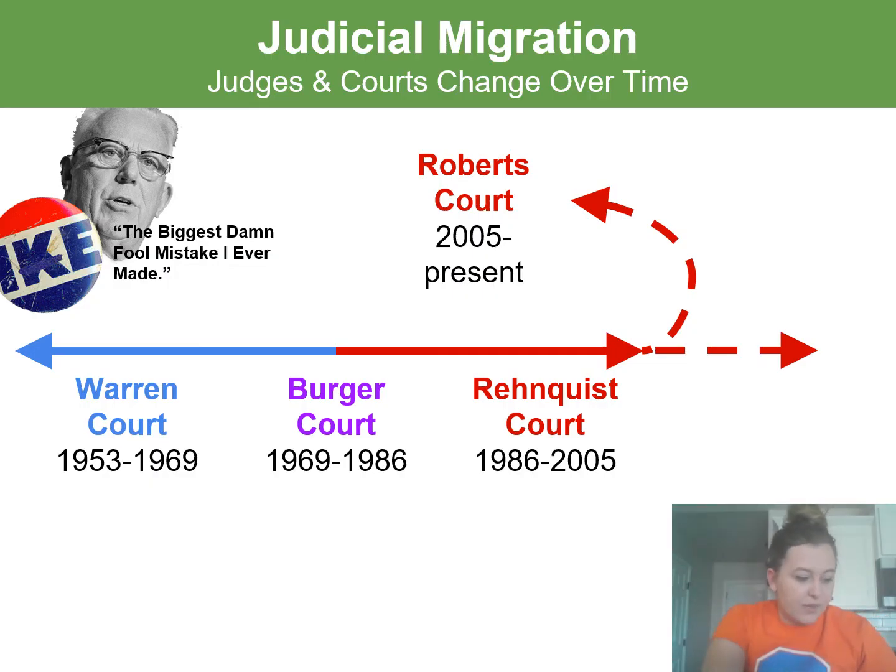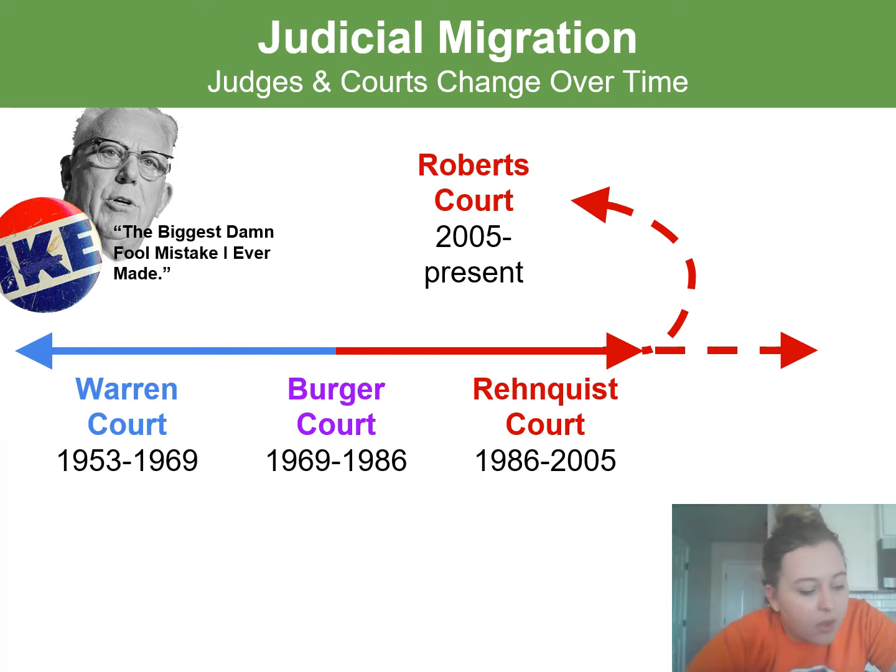All right, some important courts. Judges and courts change over time. So I have a timeline for you. You can recreate. In terms of the modern courts, one of the most important, as I mentioned, is the Warren Court. Earl Warren was appointed by Eisenhower. Eisenhower thought that Earl Warren was going to be a moderate judge, that he was going to bring balance to the court.